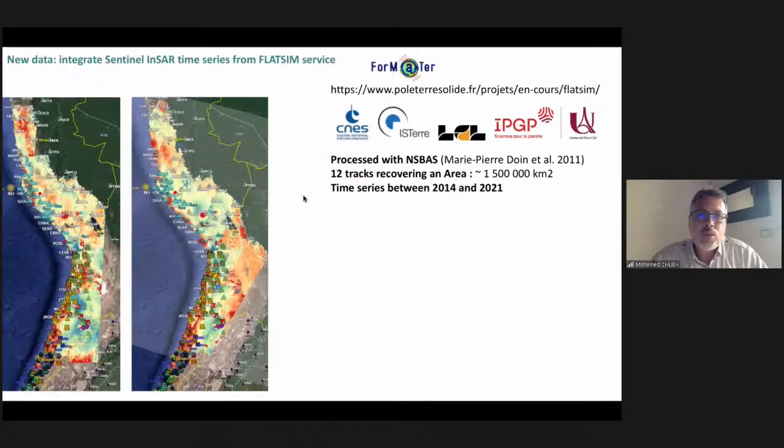Finally, I will finish with some new data that are actually processed by the formatter group here in France in collaboration with some Peruvian and Chilean colleagues. So these data have been processed last year. They are collected from a European satellite and put here together with all the different stations that have been deployed and detailed by Edmundo earlier, Anne or Juan Carlos. So what are exactly these data?